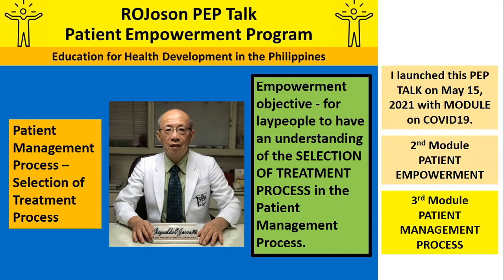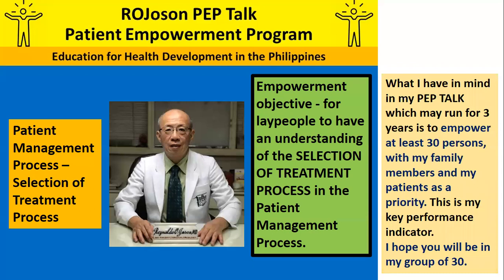I launched this PEP Talk on May 15, 2021 with a module on COVID-19. The second module was on patient empowerment. I am now on my third module entitled Patient Management Process. What I have in mind in my PEP Talk, which may run for 3 years, is to empower at least 30 persons with my family members and my patients as a priority. This is my key performance indicator. I hope you will be in my group of 30.